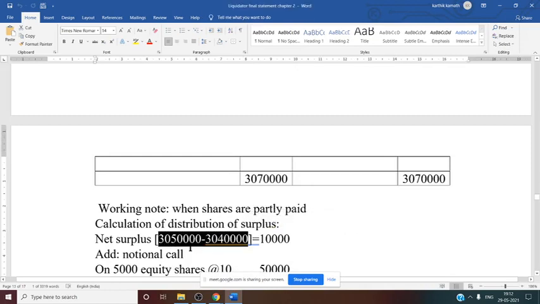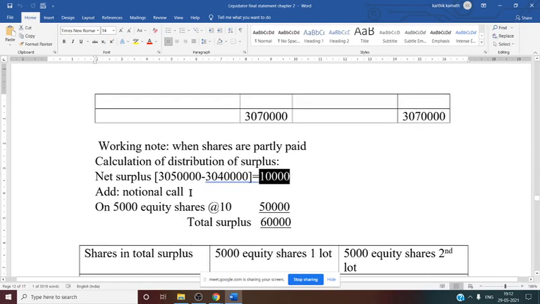See this, 30 lakh 50,000 is the receipt side minus 30 lakh 40,000 of the payment side. If you find the difference, you will get the amount as 10,000 rupees. See, this is nothing but the net surplus. So to this net surplus you need to make a notional call.